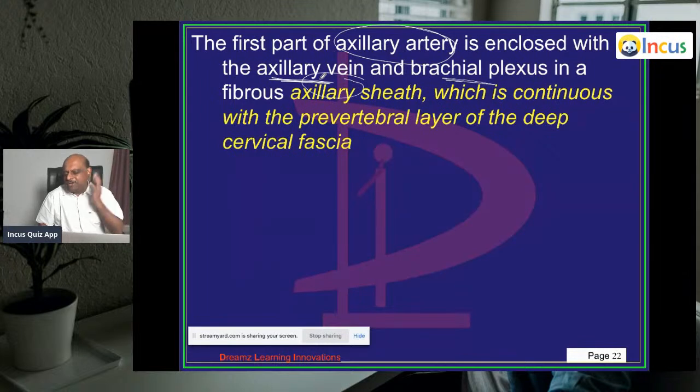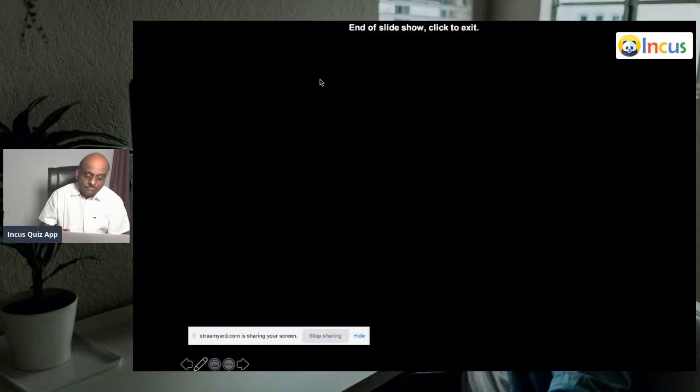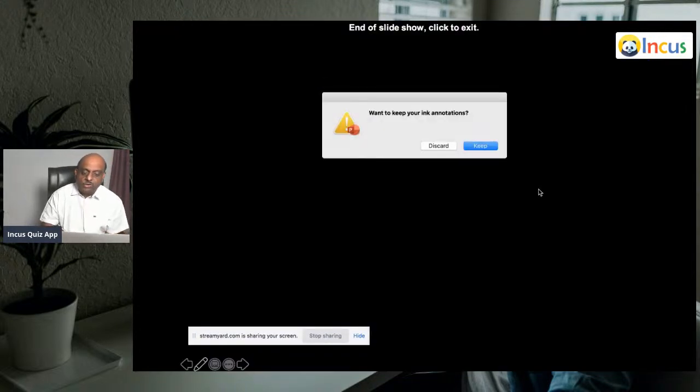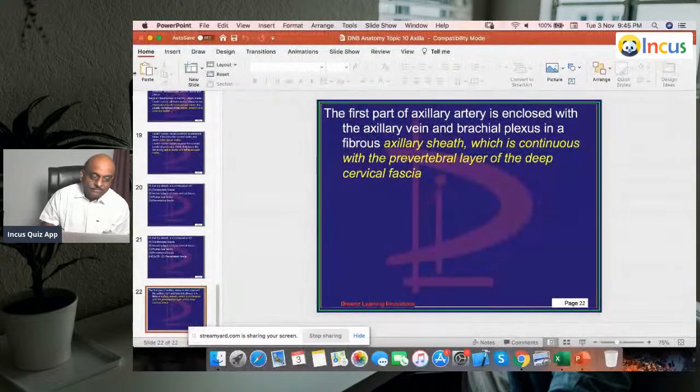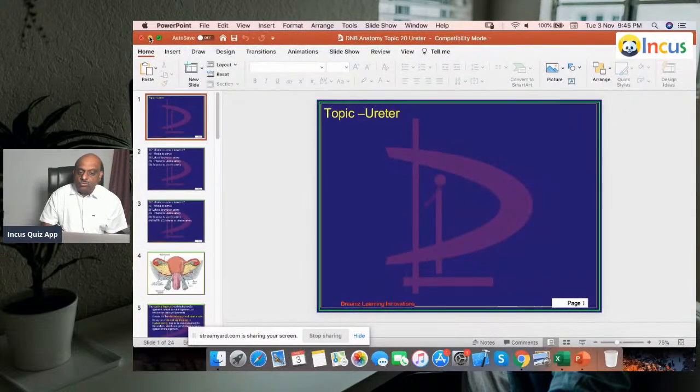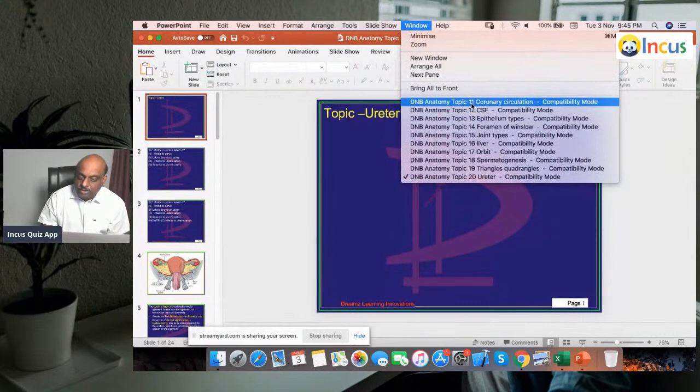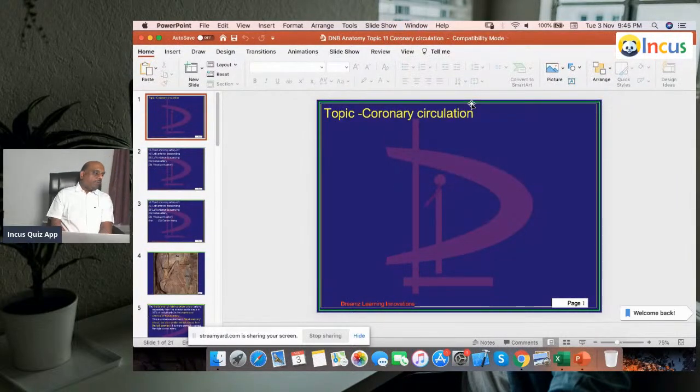Once more, cervical fascia, what are the layers of it? Everything you need to catch up and do a revision. So that is the story of axilla. Now, doctor, let's go to the next favorite topic.